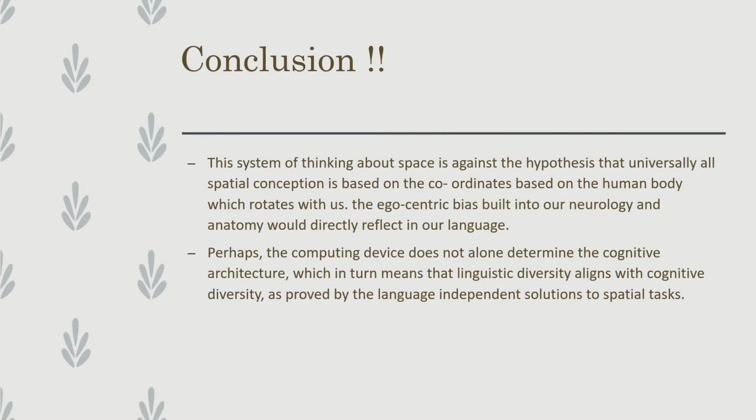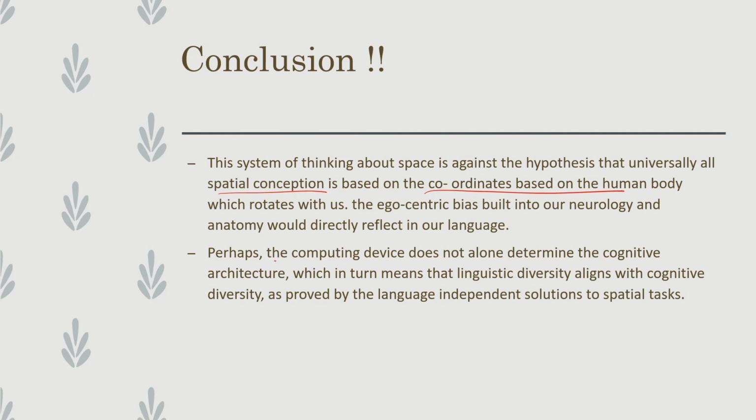So, what is the take-home lesson from this study? The system of thinking about space goes against the hypothesis that all spatial conception is based on coordinates based on the human body. This rejects the idea that all spatial conception, all spatial schemata, is body based. It is not always body based. In fact, there are various kinds of other centric coordinates that are perfectly usable, and they are used in spatial cognition.